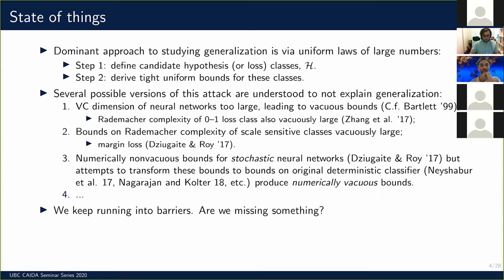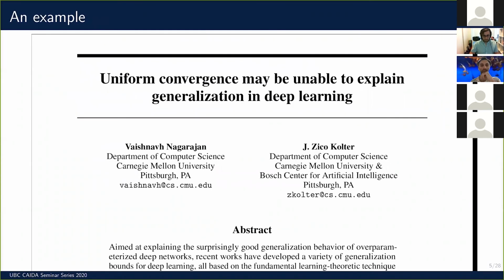And so there was this very interesting piece of work that appeared about a year ago, and it was eventually highlighted at NeurIPS this past December as the best new direction. This work immediately caught our eye on day one on arXiv, and we were all immediately working on a response. It is the work by Nagarajan and Kolter, explaining that uniform convergence may be unable to explain generalization in deep learning.